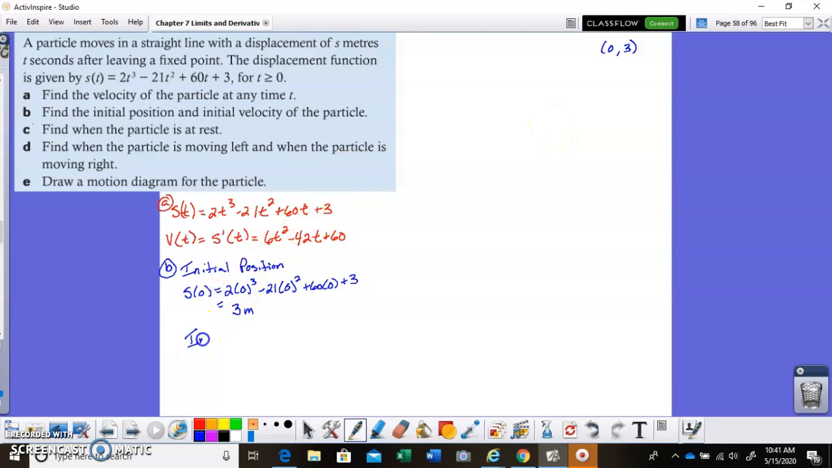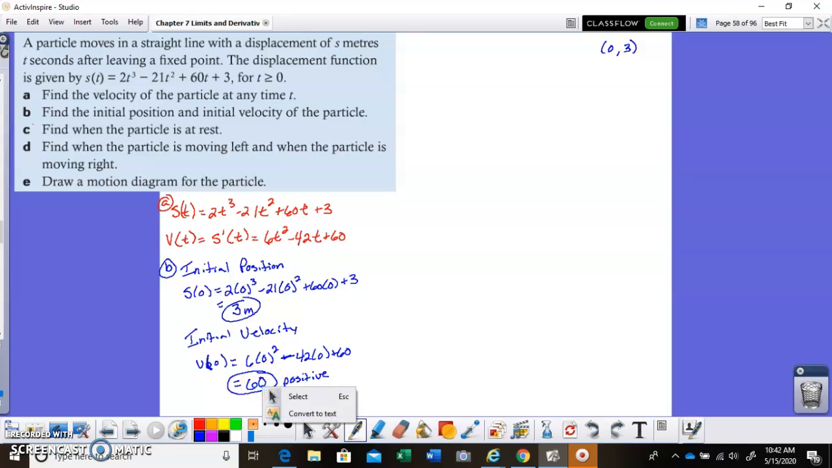For the initial velocity, we're going to substitute in 0 into our velocity function. So that is now 6 times 0 squared minus 42 times 0 plus 60. So our initial velocity is 60. What we want to pay attention to with this 60 is that it's positive, because that's going to tell us that from the initial position of 3 meters, we're going to be moving in the positive direction, or to the right.